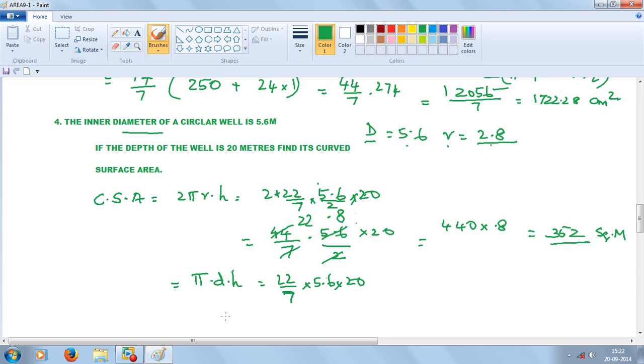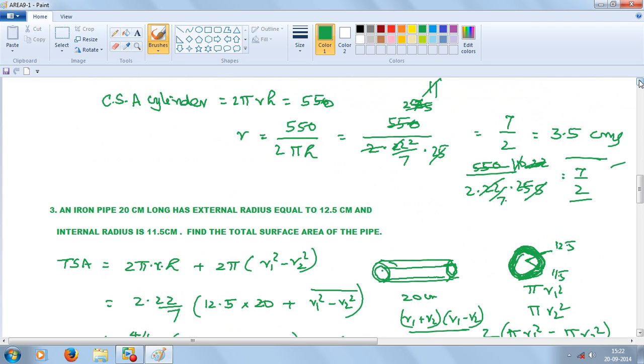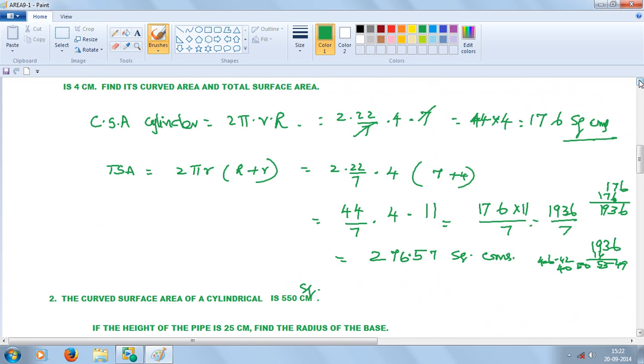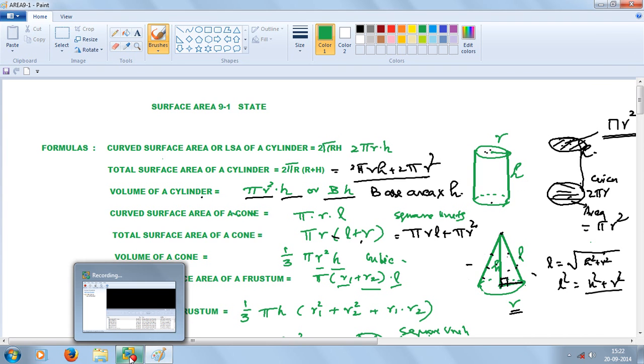So with this, we have come to the end of chapter 1. In finding the areas, we have learned to find the surface area and total surface area of cylinders in this chapter. We'll be doing more problems in the next lesson. The formulas we have to repeat a number of times to know the significance of the formula, what exactly the radius or the height means. Thank you. Please repeat the lessons.